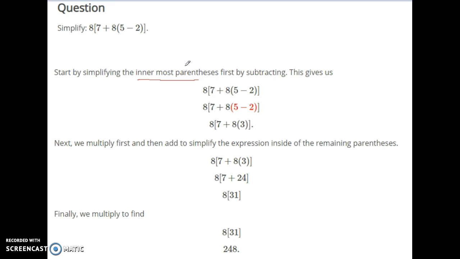Now, we could distribute this 8 through and do 8 times 5 and 8 times 2. That would give us 40, 8 times 5, minus 16, which gives us then 24. So you can use the distributive property there. You can also just reduce the parentheses as much as possible first, which we can actually do 5 minus 2 and get 3. So then we just have 8 times 3, which is again 24.